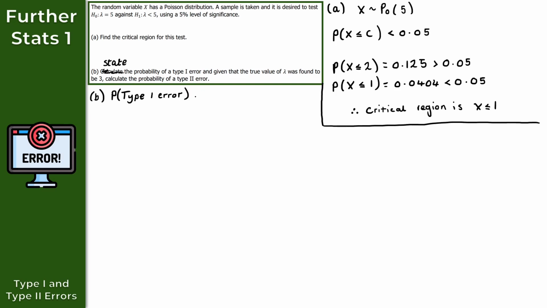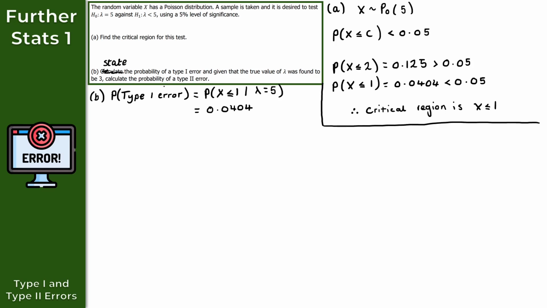This is equal then to the probability that x is less than or equal to 1. In other words, we are within the critical region here. So x is less than or equal to 1. In other words, like I said, we're in the critical region, given that lambda is equal to 5. And as I mentioned, we already found this probability here. This was this value, 0.0404 there. Okay. So that's the probability of a type 1 error.